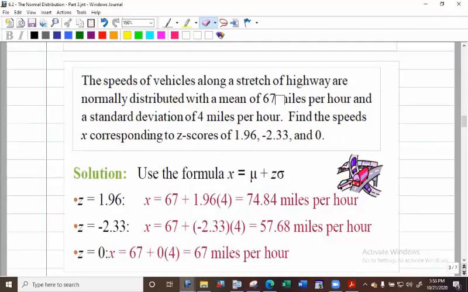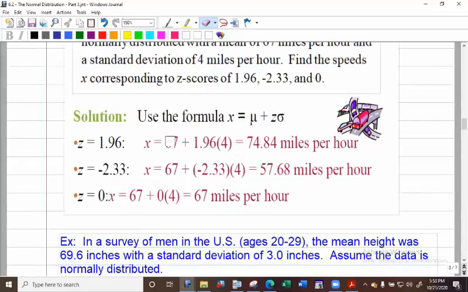So, a stretch of roadway, mean 67, standard deviation 4. Find the speeds, which are the X values that correspond with these particular Z's. So there are no percentiles, they're already giving you the Z. All we're doing is using this formula, and you can see the 67 and the 4 remain the same every time. Then we're putting in the three different Z's.